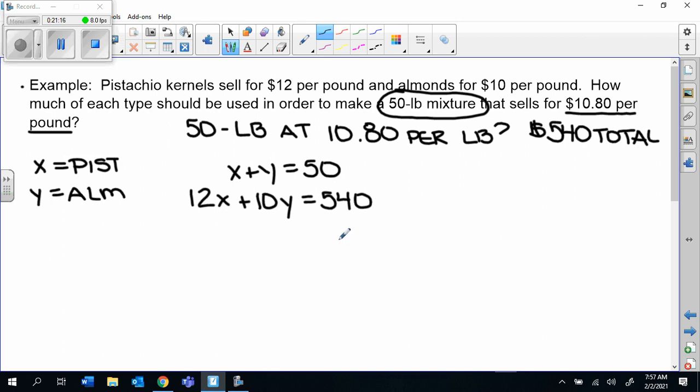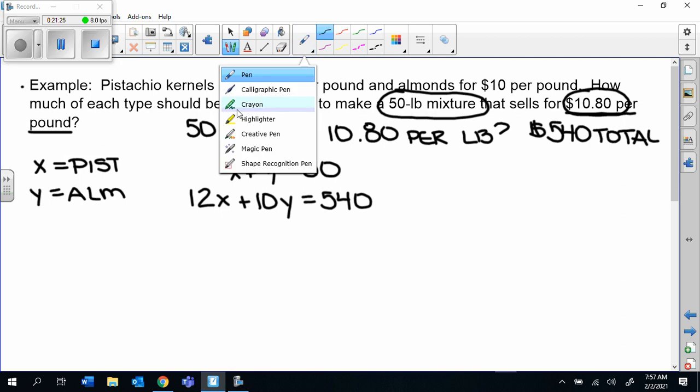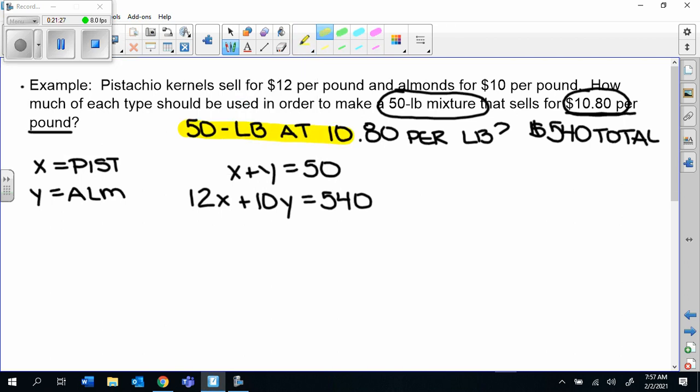Because it didn't tell us the total amount we'd spend, it told us the total that we wanted the mixture to be per pound. So this was the extra step that we had to do. I just want to say that one more time. Okay, so now you have your equations. The pattern should be there.